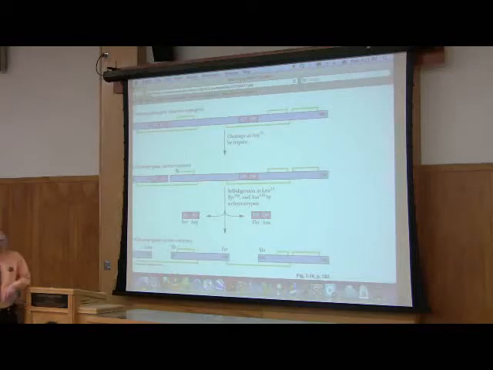Good question. Is it all or nothing? What happens is once this guy is active, it can start attacking inactive ones as well. So it tends to happen fairly quickly, and it tends to be pretty much an all or none. You don't see different levels of that happening.